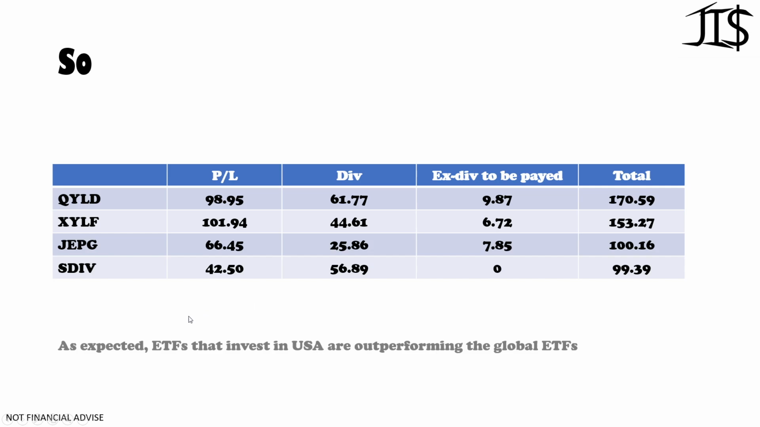So, as expected, the ETFs that invest into the USA are outperforming the global ETFs, but they are all quite positive. So it's up 17%, 15%, 10%, and 9.9%. So for now, the half yearly results for all those monthly paying ETFs are quite nice.